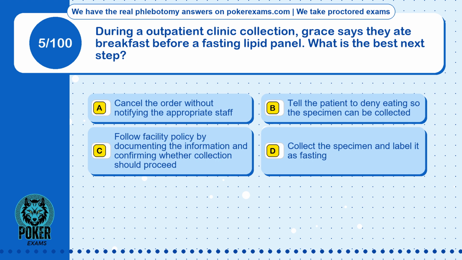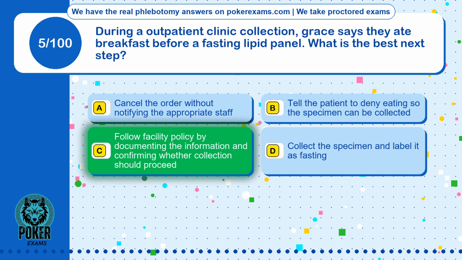Question 5. During an outpatient clinic collection, Grace says they ate breakfast before a fasting lipid panel. What is the best next step? Option A. Cancel the order without notifying the appropriate staff. Option B. Tell the patient to deny eating so the specimen can be collected. Option C. Follow facility policy by documenting the information and confirming whether collection should proceed. Option D. Collect the specimen and label it as fasting.